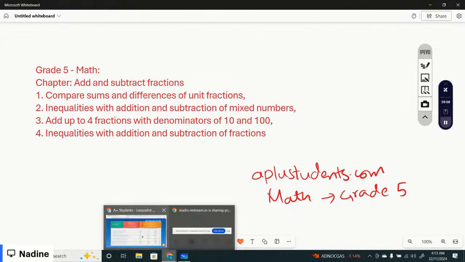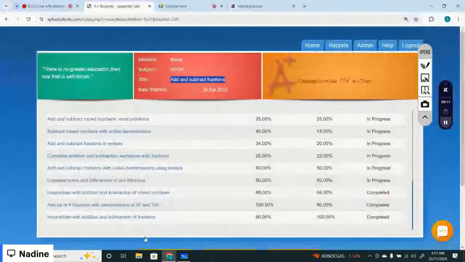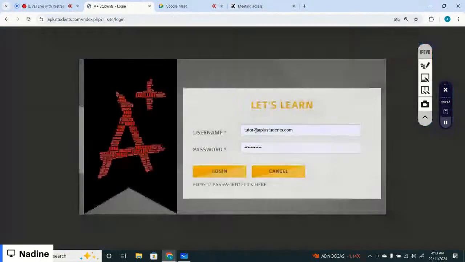So here I'm on the chapter add and subtract fractions. Let's just start.